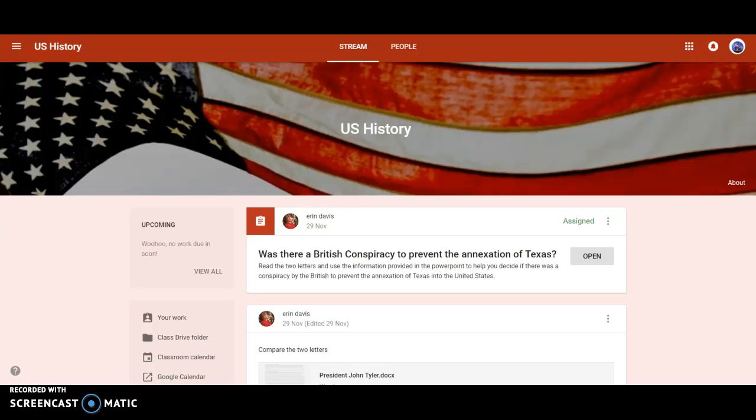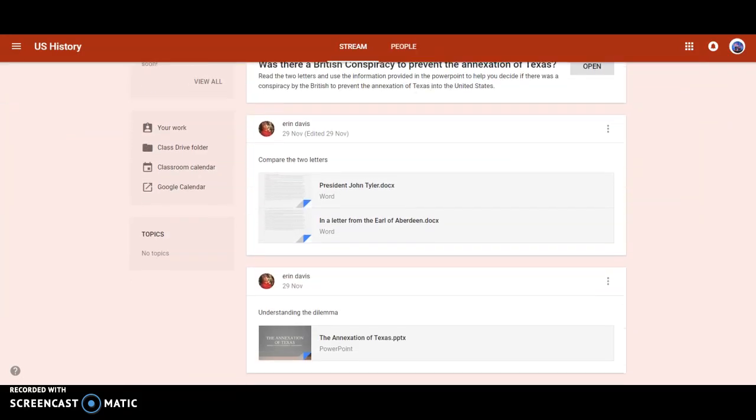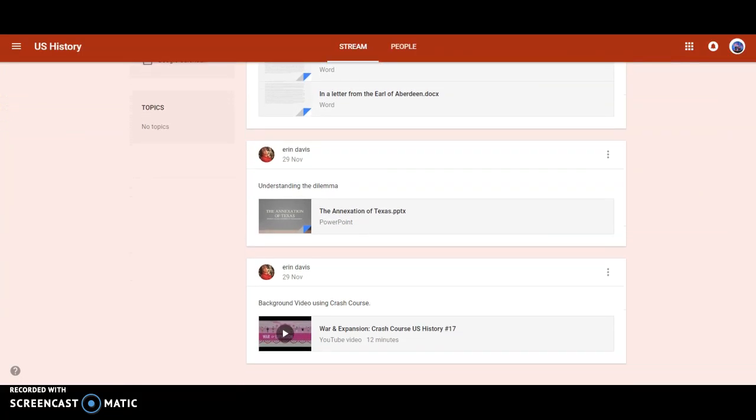So, my topic: was there a British conspiracy to prevent the annexation of Texas? And that is a really interesting personal topic for me just because I'm from Texas. So, Texas history and remember the Alamo is something I was taught as a young child.